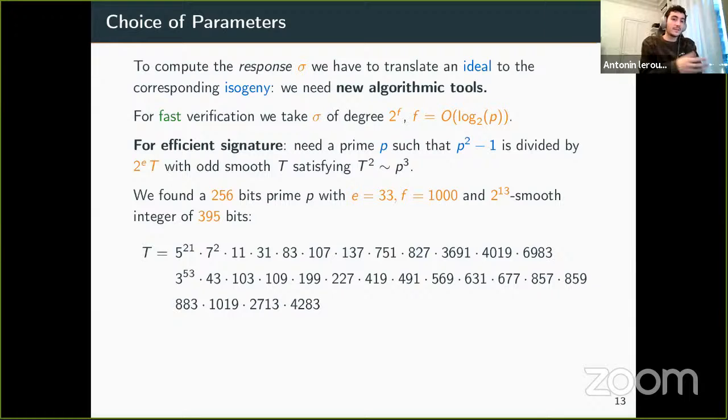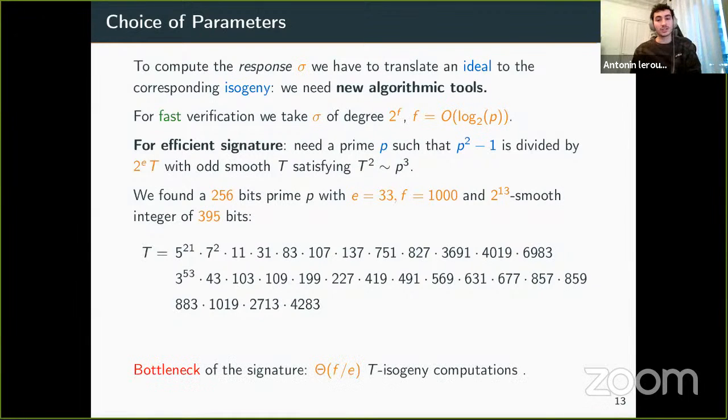And these are the factors that are going to slow the computation. Because this parameter t is used since we are going to need to compute t-isogenies, and these t-isogenies are what is slowing down the signature. In fact, you can estimate how many t-isogenies we have to compute, and basically this is a multiple of f divided by e, the exponents that we have.